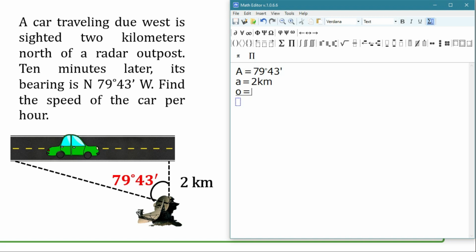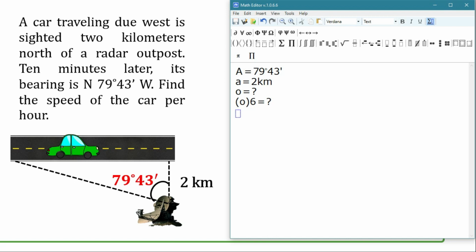But the problem says that 10 minutes later, its bearing is 79 degrees and 43 minutes west of north. That is just 10 minutes. So how are we going to find the speed of the car per hour? If it is per hour, how many 10 minutes do we have in one hour? That is 6. So to get the speed of the car per hour, we multiply the value of O by 6.